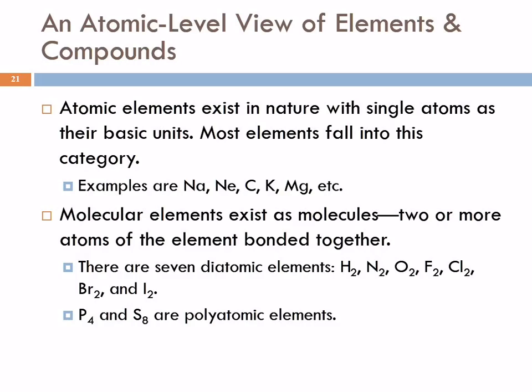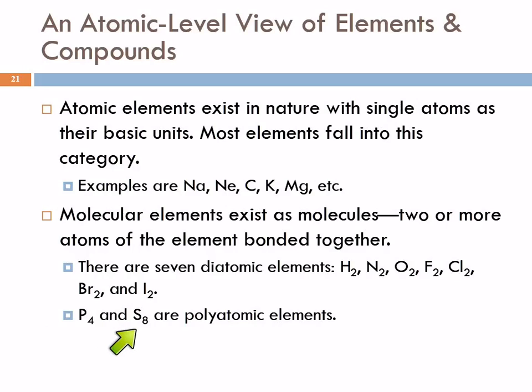So most elements are atomic elements. There are a few that exist as molecules. There are 7 that we are going to need to memorize: hydrogen, nitrogen, oxygen, fluorine, chlorine, bromine, and iodine. These are called diatomic elements. Diatomic meaning 2 atoms. So they form molecules that have 2 atoms.